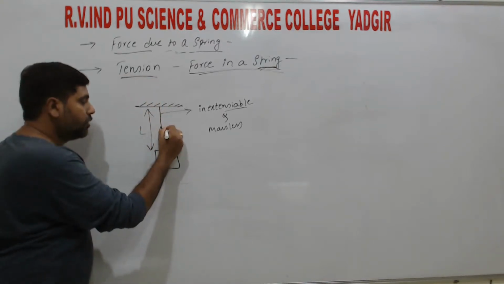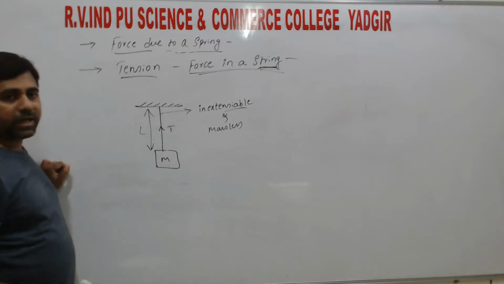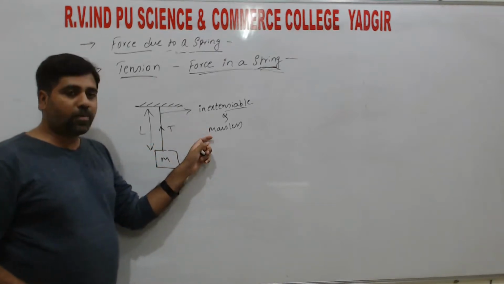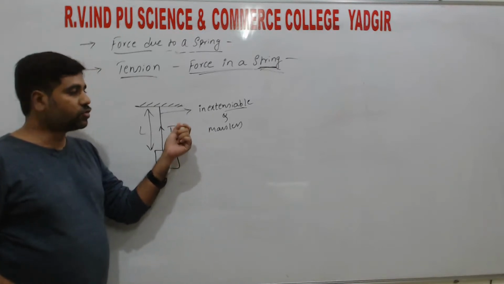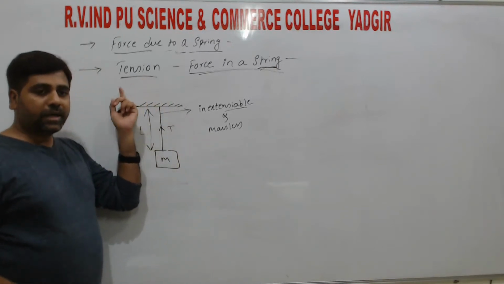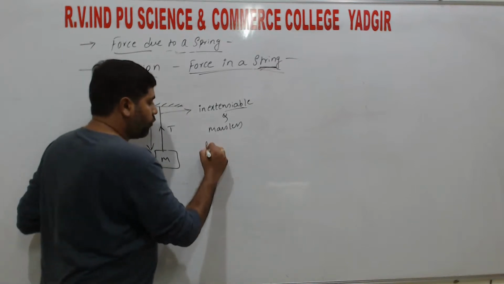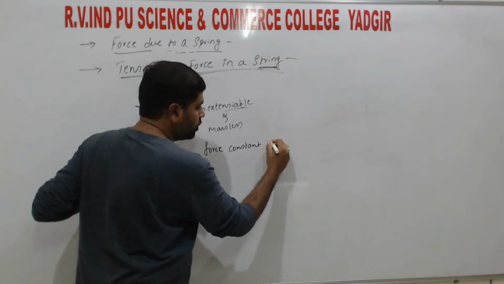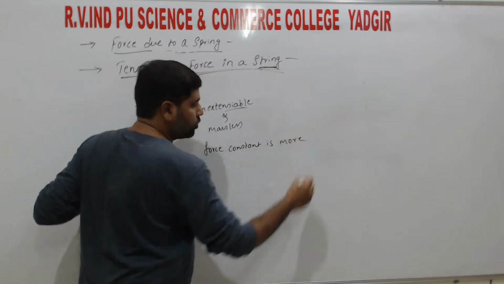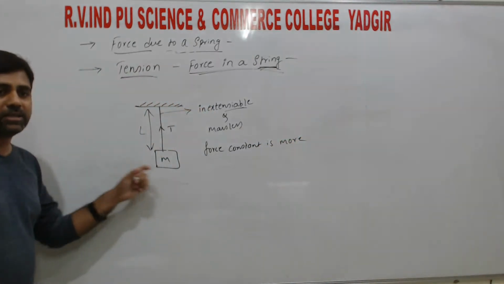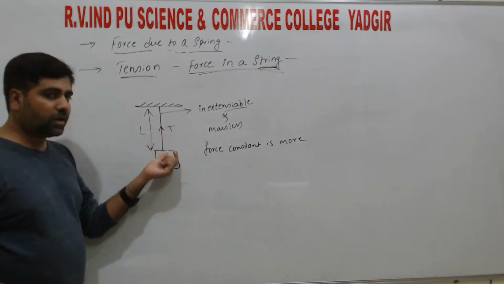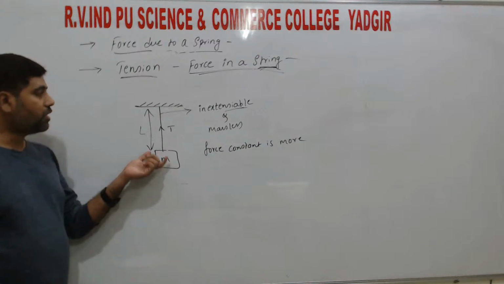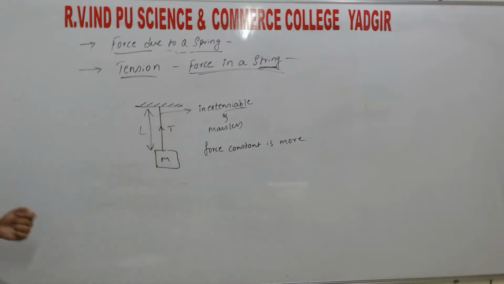So that we denote by T, where tension is also a force, which we observe in an inextensible massless string, right? That type of force we call tension. So here the force constant is more. Since the force constant is large, the thread or string does not extend, right? So that one force we call tension.